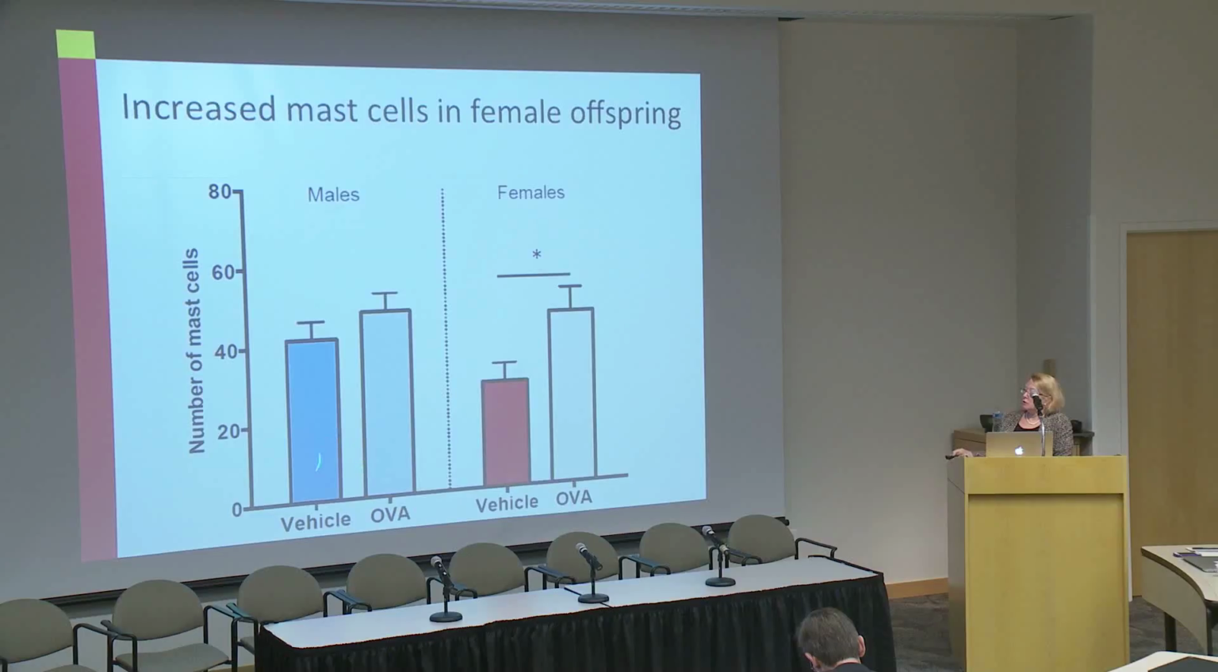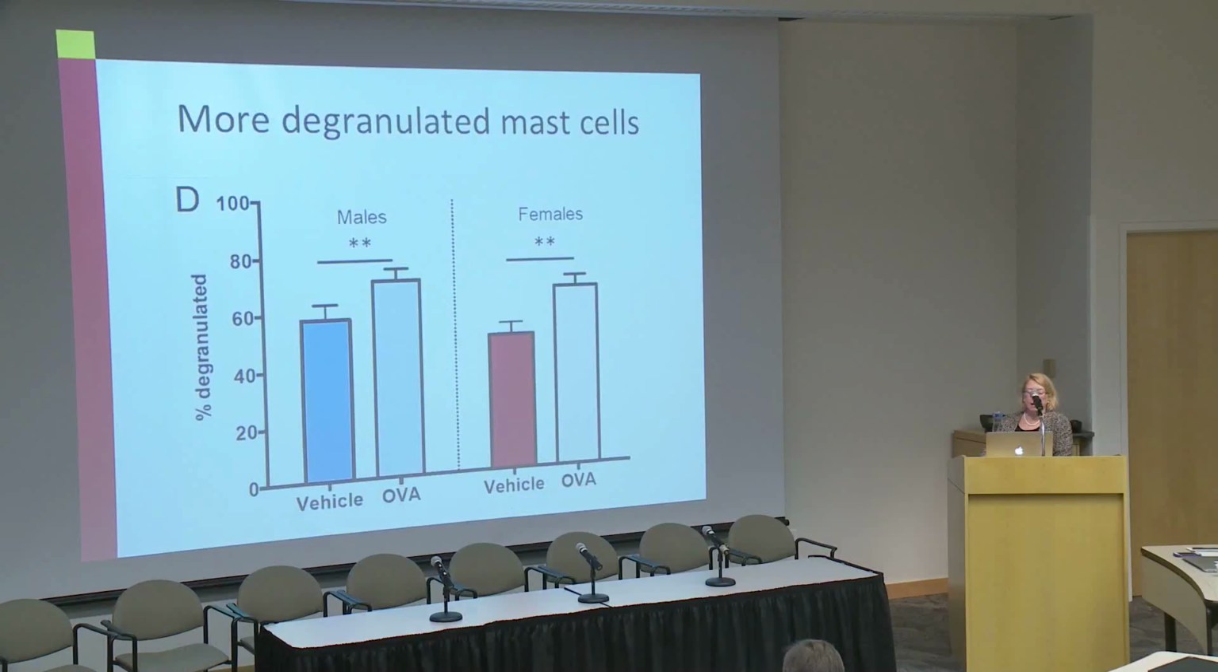So vehicle is a normal pregnancy, OVA is an allergic pregnancy, and this is looking at the number of mast cells. No big effect in the males, but in the females, a huge increase in the number of mast cells in the PN4 pups. There was also a big increase in degranulation, which I'm showing here. In both males and females, the mast cells were more degranulated.